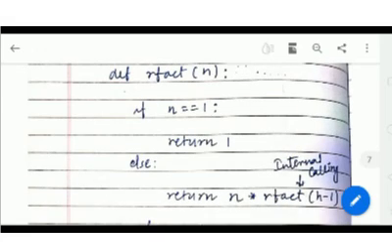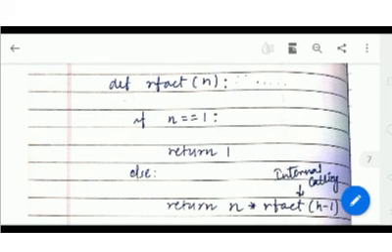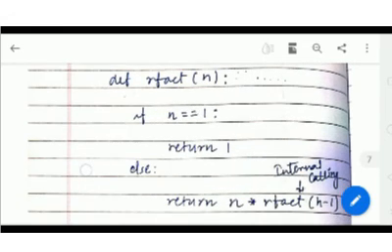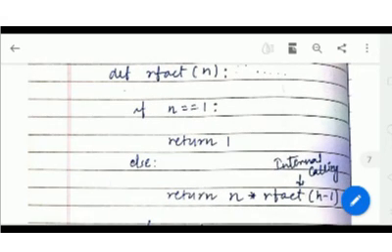For example, if I ask what is the factorial of 1, the answer is 1. If someone asks you the factorial of 1, you will directly say it is 1. You are not to multiply it by any number, but if someone asks what is the factorial of 5, then you have to start multiplication. Here it is a terminating condition, saying if n is equal to 1, nothing is to be done, the factorial of 1 is actually 1.